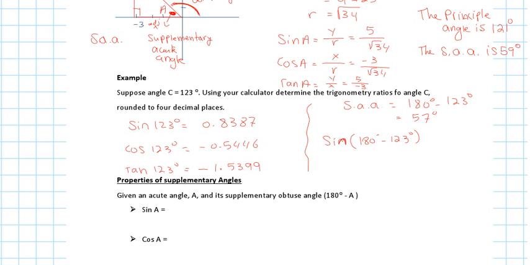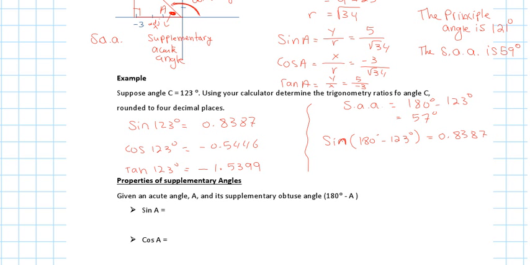So, what's sine of 57? Or what's sine of 180 minus 123? So you can do sine of 57.